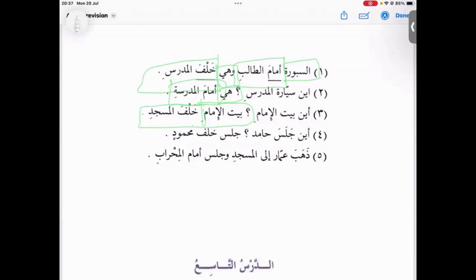This is a verbal sentence. جلس. He. We said he is always built in. Sat. He sat خلف محمود, behind Mahmoud.